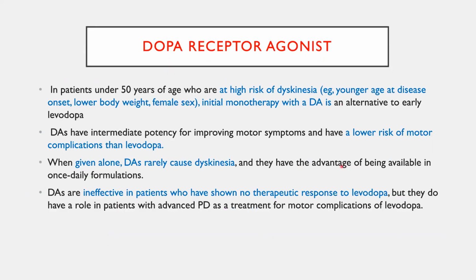So when you want to start a dopa receptor agonist, as I told earlier, for young age of onset, lower body weight, female sex, and those who have a higher risk of dyskinesias, better you start with the dopa receptor agonist. Okay, because these have the least motor side effects compared to levodopa.